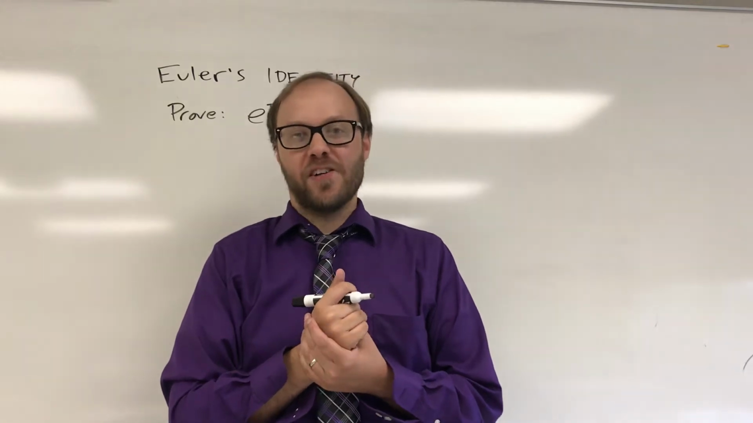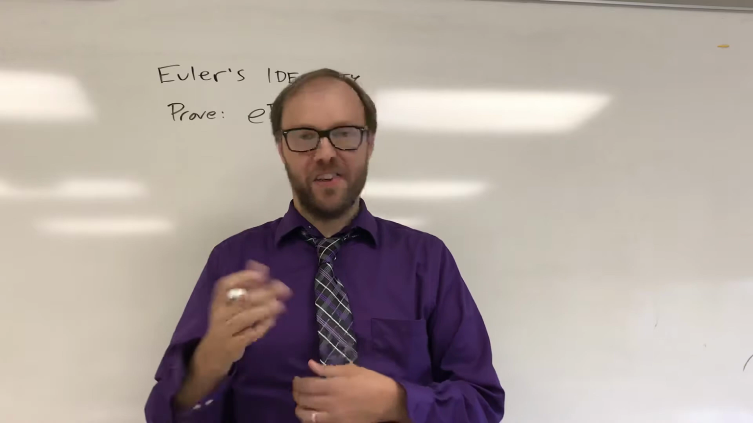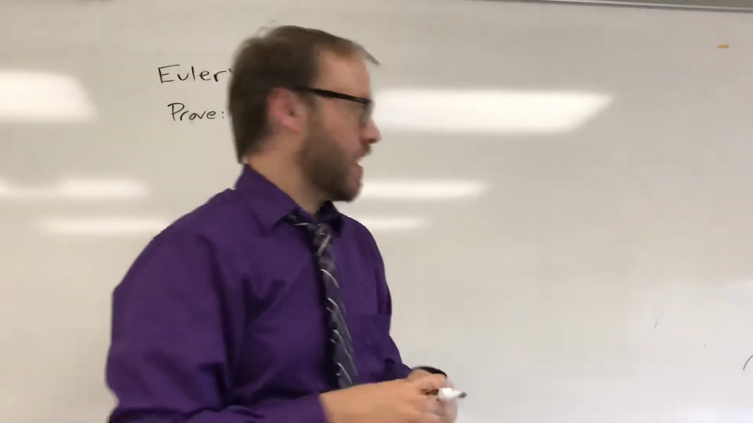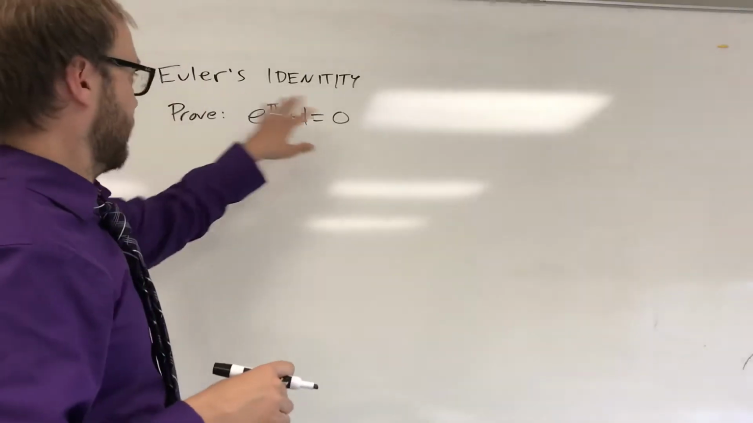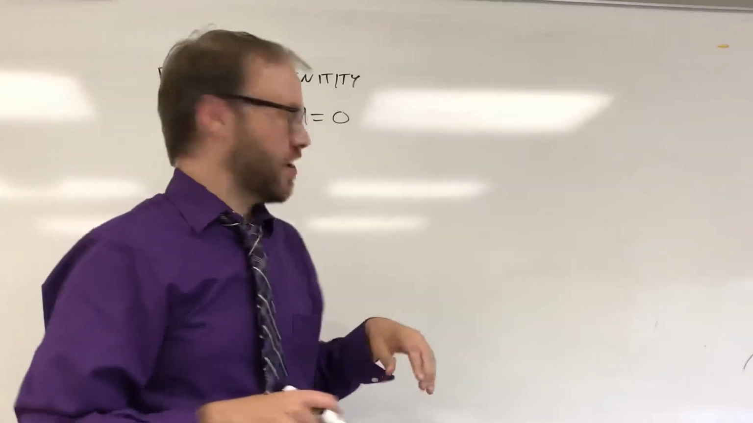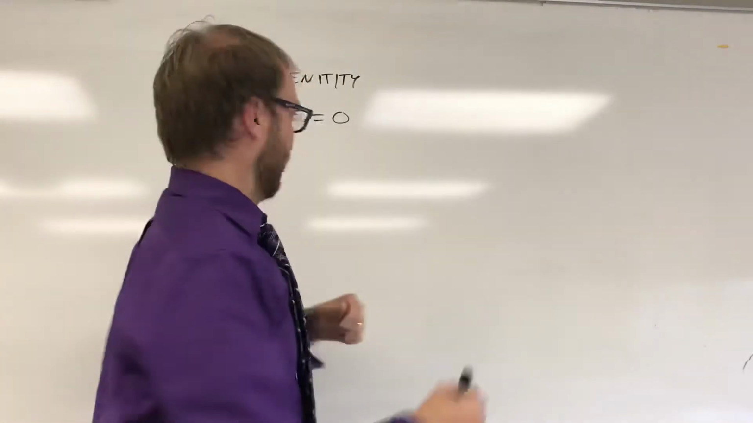In a previous video, I showed that e to the 2 pi i can be proved to equal 1 using series. I wanted to come back and do a more formal showing of this. This is the idea of Euler's identity. Euler's identity actually shows that e to the pi i is equal to -1, okay?